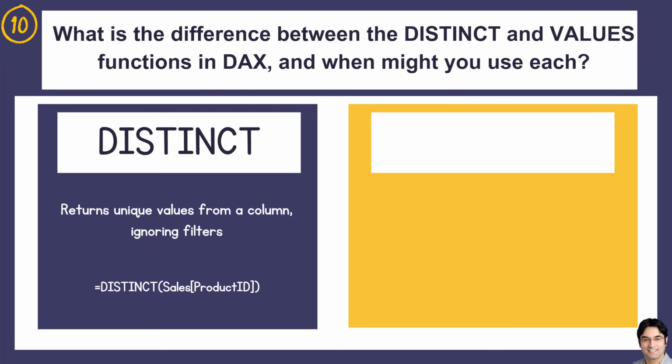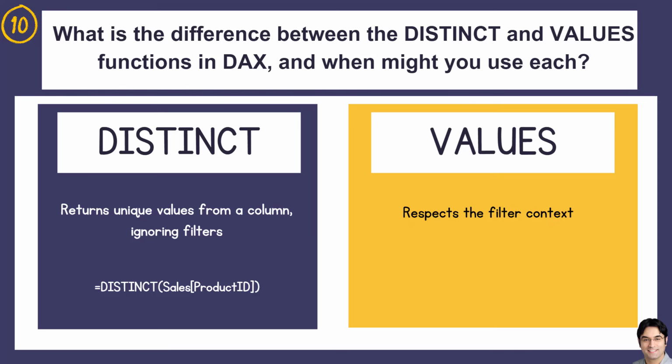Similar to DISTINCT, VALUES also returns unique values from a column. However, it respects the filter context. For example, VALUES(Sales[ProductID]) could return a different list of product IDs depending on other filters that are applied in the report, such as specific time periods or regions.